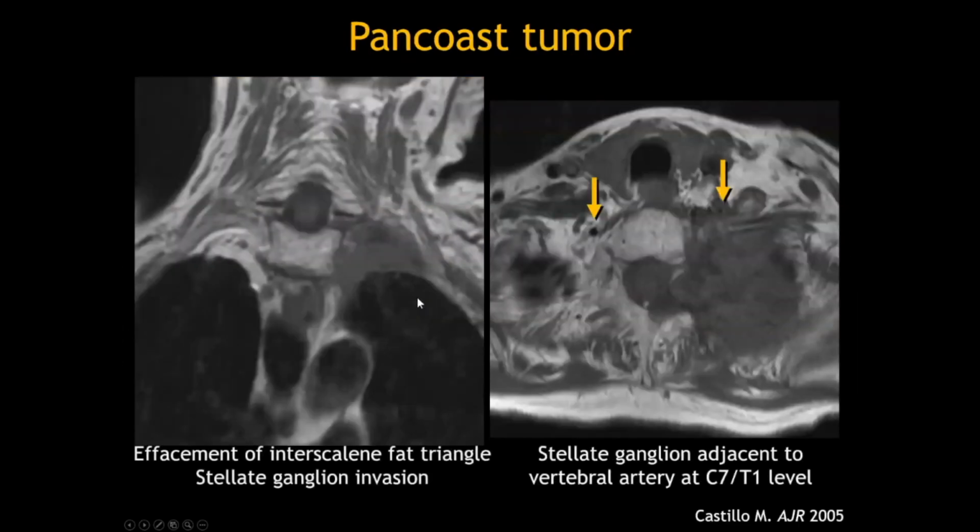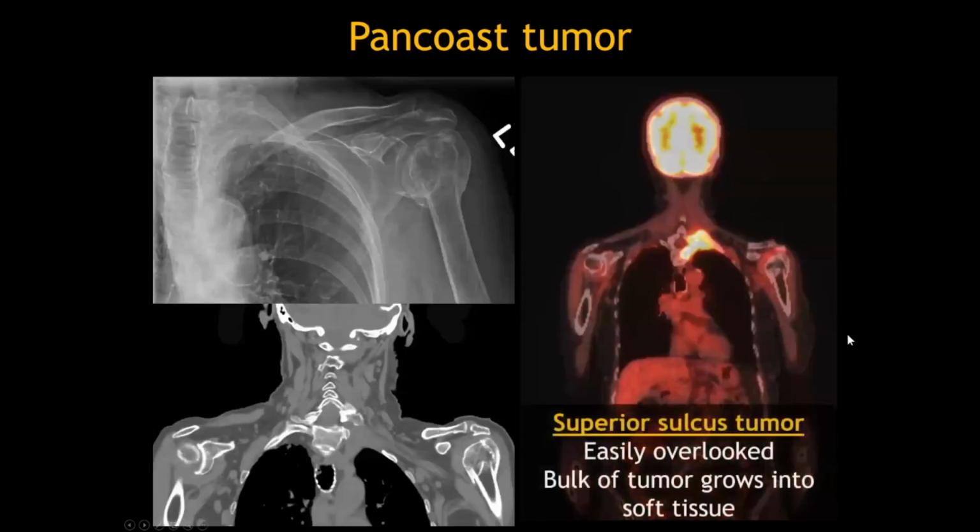So here's an example of stellate ganglion involvement by a Pancoast tumor. You can see the tissue planes around that cervical-thoracic junction are effaced compared to the other side in this patient who had a left-sided Horner syndrome.